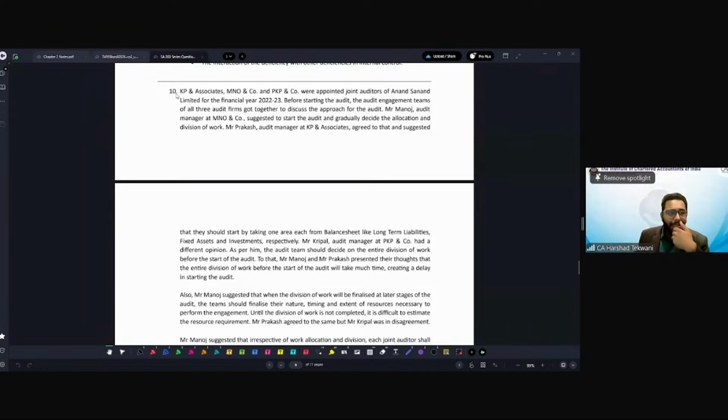So the question is: KP and Associates, MNO and Company and PKP and Company were appointed joint auditors of Anand Sanand Limited for financial year 22-23. Before starting the audit, engagement teams of all the three audit firms got together to discuss the approach for the audit.